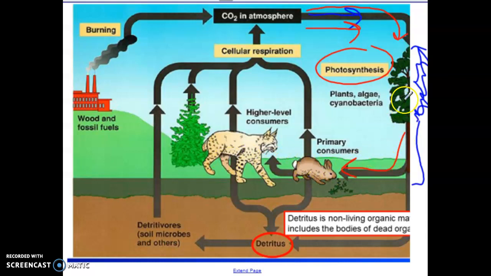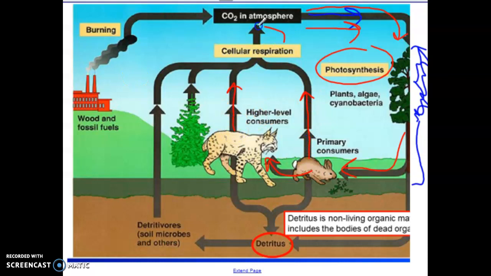This is just a very short one. So we have like a tree, a rabbit, and looks like a lynx here. So the rabbit gets its glucose by eating the plant. The lynx will get its glucose by eating the rabbit, right? So here's our little food chain. So how do the rabbit and the lynx get their energy from the food they eat?